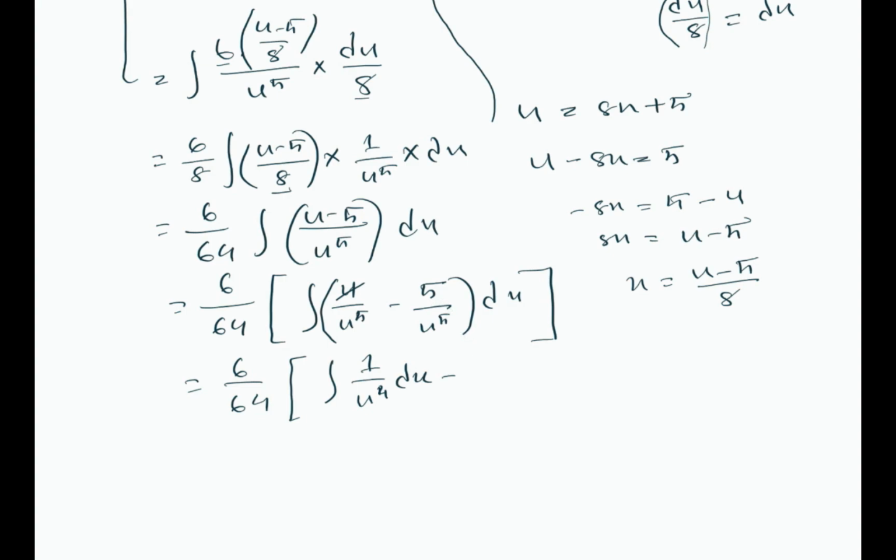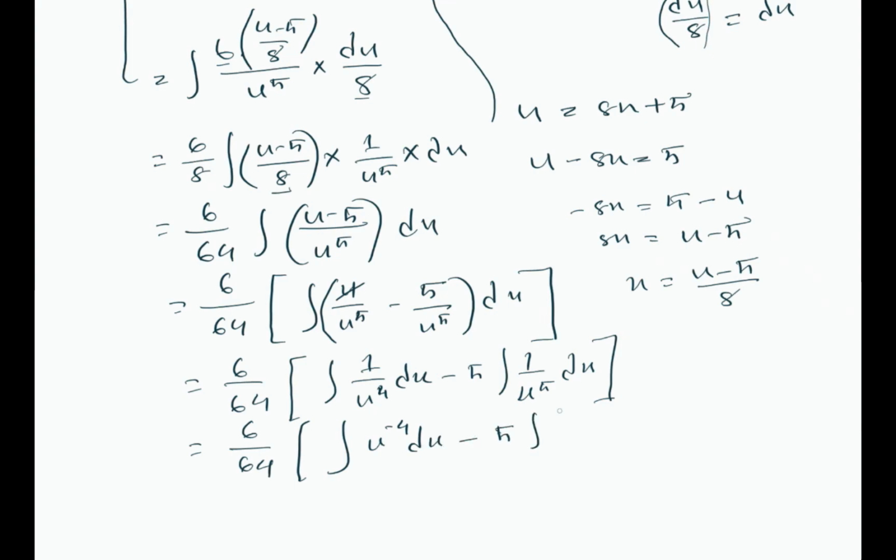Then I can pull out this 5, this is a constant. 5 integral of 1 over u to the power 5, du, and then 6 over 64 again. Then I can take this u to the power 4 from the denominator. If we want to write it in the numerator, then this power would be negative. So u to the power minus 4 du minus 5, again it would be u to the power minus 5, du. So 6 over 64, third bracket.